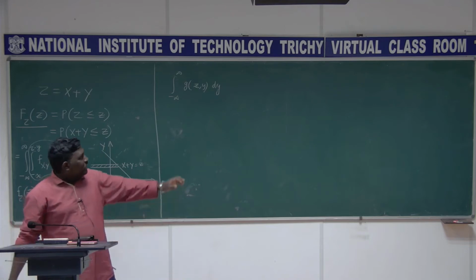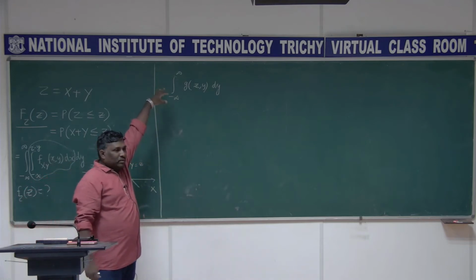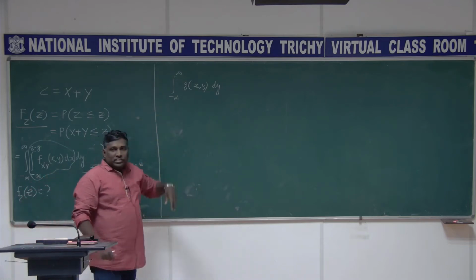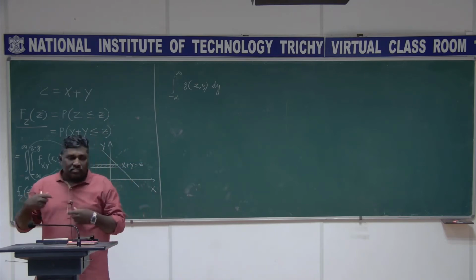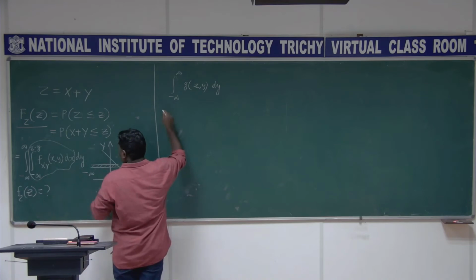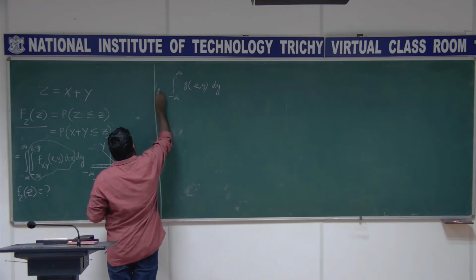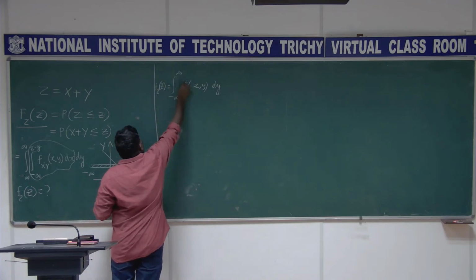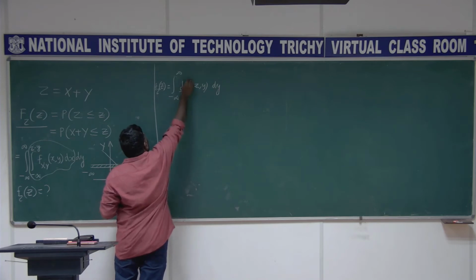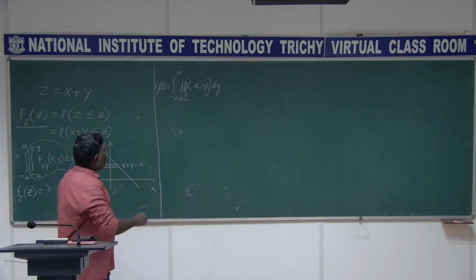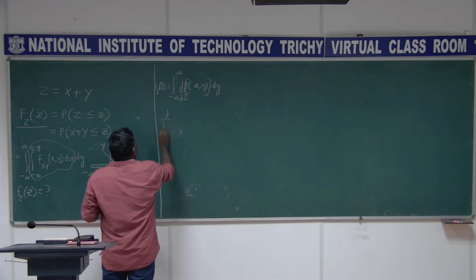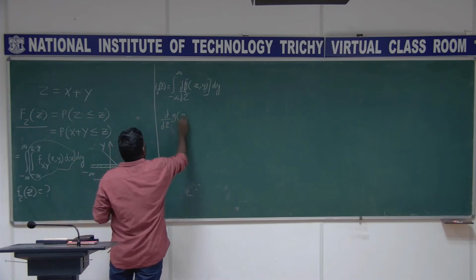Here the limit is finite, minus infinity to plus infinity, so straight away I can bring this differentiation inside. If I differentiate on both sides, I can bring it in here like this, and I need to find this. But the point is how to find g(z, y).